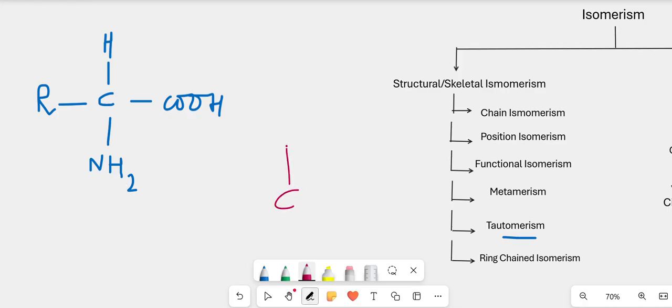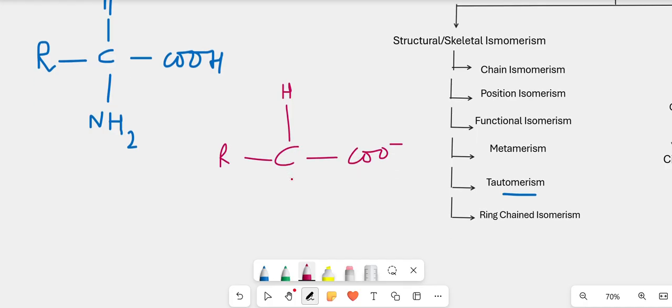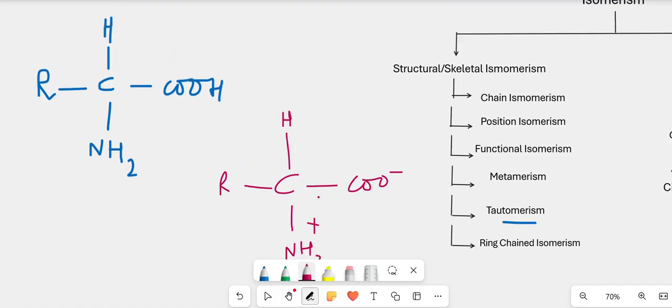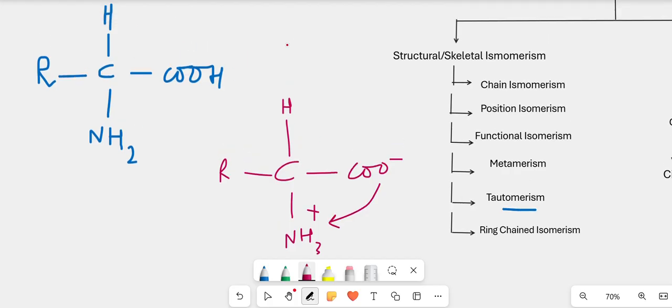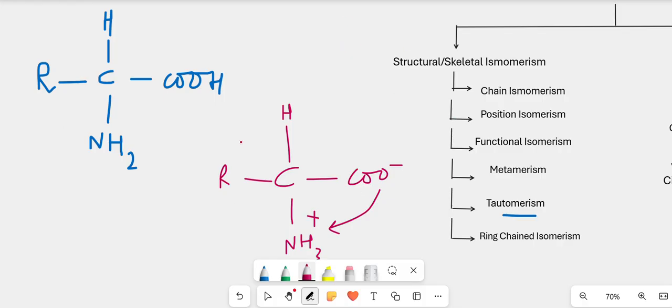So what would happen is that the C carbon, hydrogen, R: this can lose this proton to get a negative charge. And if we gain a hydrogen and become NH3 positive, what's the difference? They have the same atoms, they have the same everything, but there is a transfer. That's what has happened over here. So this phenomenon is known as tautomerism. They are both isomers of each other.